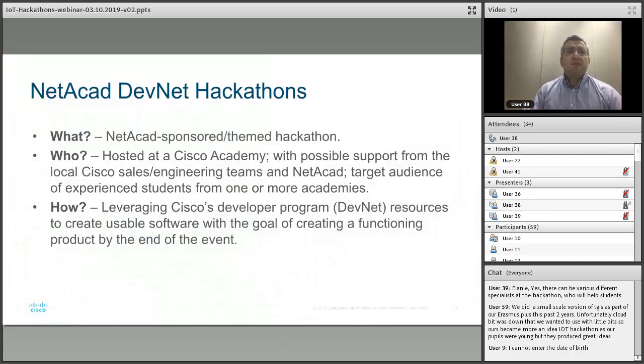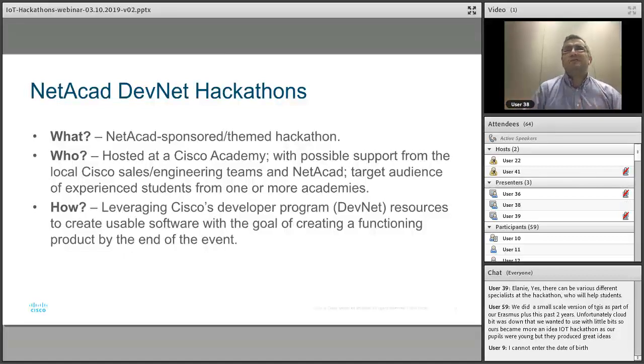So what are those Netacad DevNet hackathons? They're essentially Netacad-sponsored hackathons, but with a DevNet flavor. So the underlying flavor or the underlying technology is the DevNet. They follow the same nomenclature, the same MO as any other hackathon. So what you saw from Yvan a couple minutes ago, they're hosted at an academy, they're hosted at a partner, they get support from our sales or our engineering teams and obviously from the Netacad, and the target audience is again students coming from one academy or from more academies.